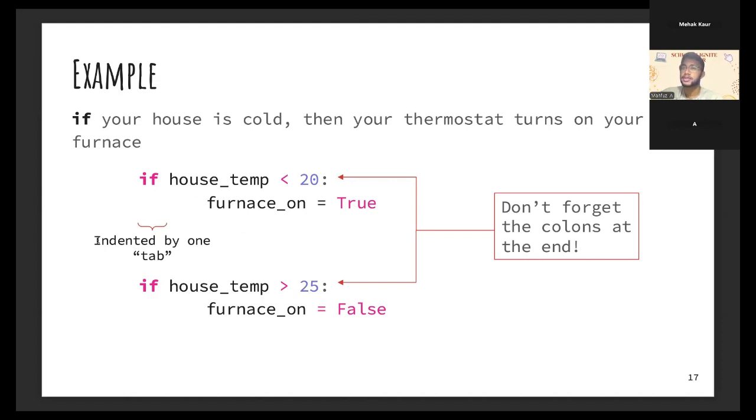For if statements, everything inside the if statement is indented by one tab to the right. This will make more sense when you code it up. Make sure not to forget the colons at the end of your if statements. The indentation identifies what's inside of your if statement.